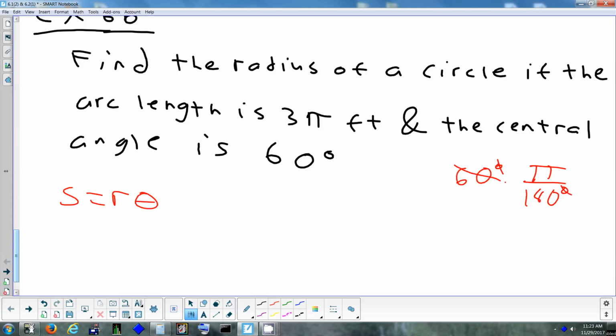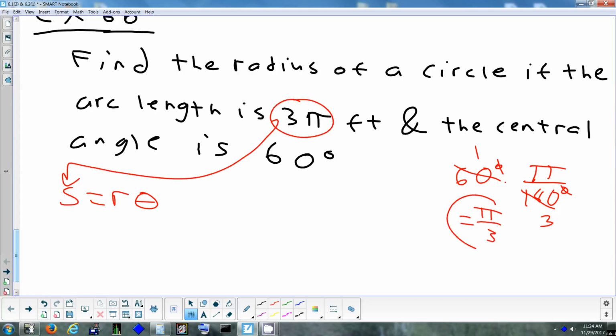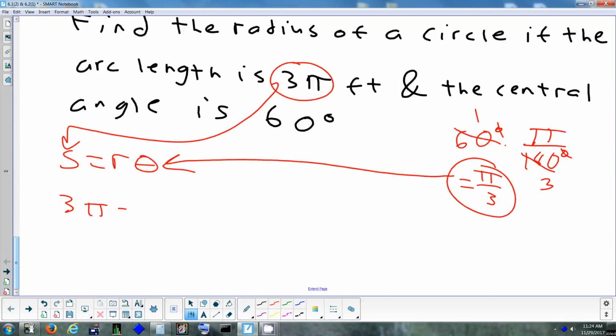How many times does 60 go into itself? Once. How many times does 60 go into 180? 3. So your angle is pi over 3. Now you can plug it in. 3 pi, where is that going to go? That's S. And then your angle is going to go right there. So you get 3 pi equals R times pi over 3.